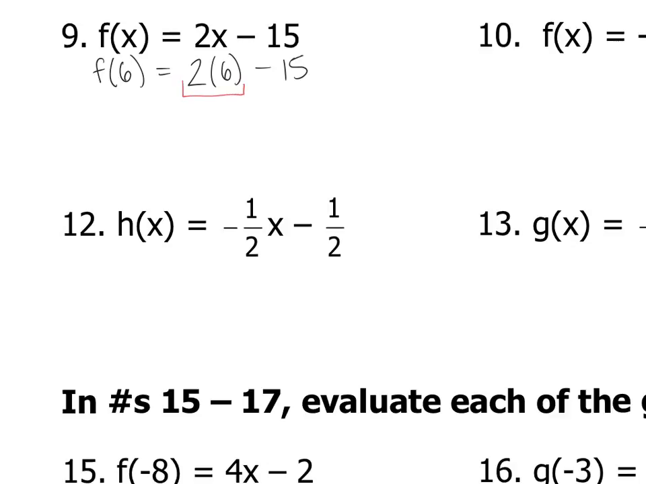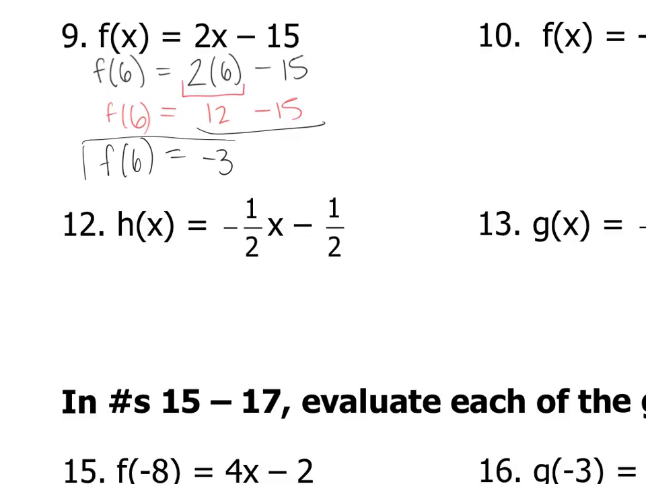So I would have 2 times 6, which is 12, minus 15, and that is the same as f of 6. So then to finish, we would just continue combining. Remember, we'll leave that f of 6 alone on the left-hand side, but on the right, 12 minus 15 gives me negative 3.